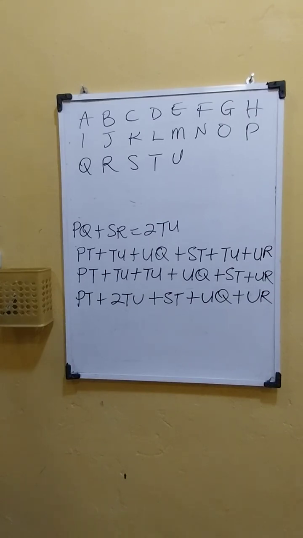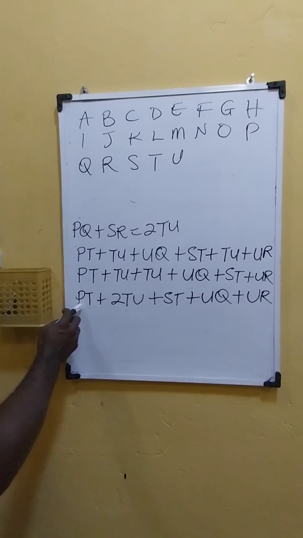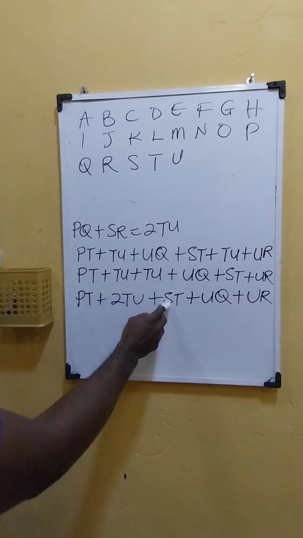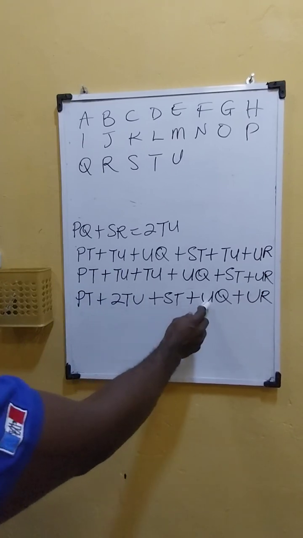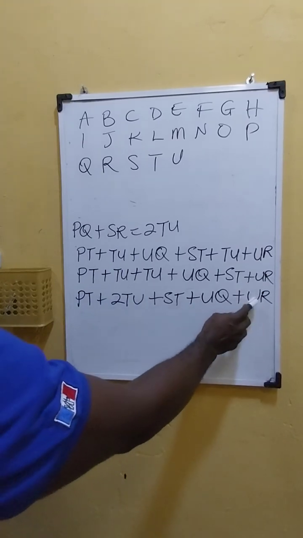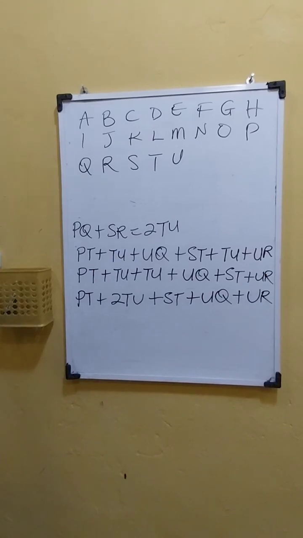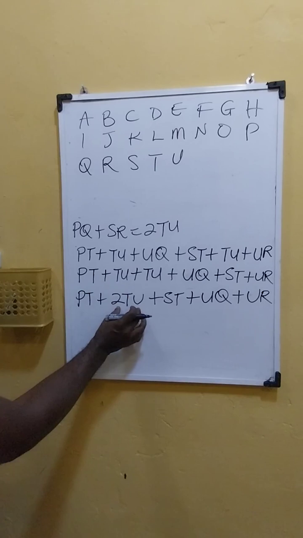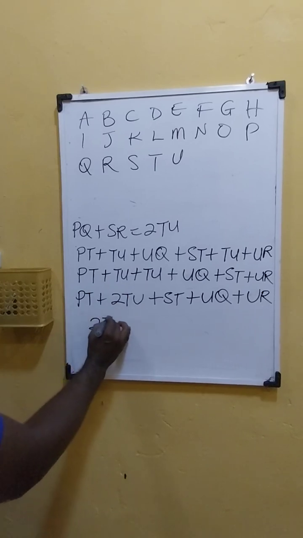So there are things before you even do that arrangement. There is something else happening here. I want you all to look at it very well and see something is happening there. There's a T in this PT, there's a T in this ST, there's a U in this UQ, there's a U in this UR. So you can also do some kind of rearrangement. So we bring this one here, 2TU.